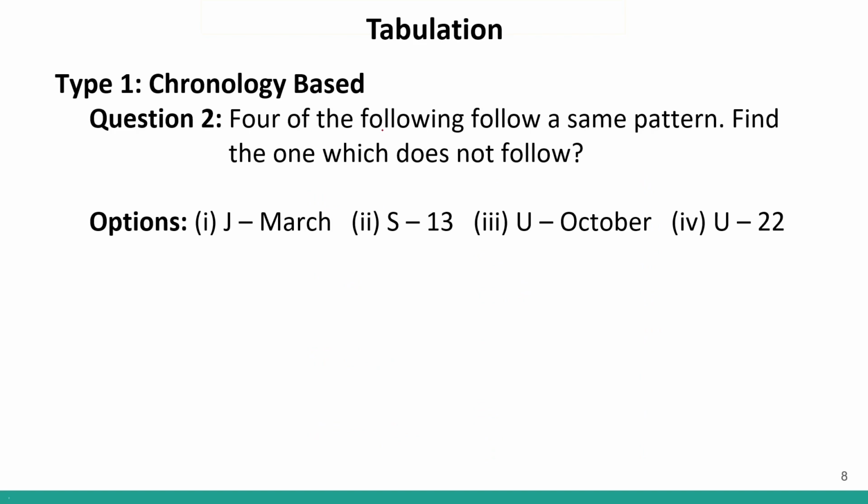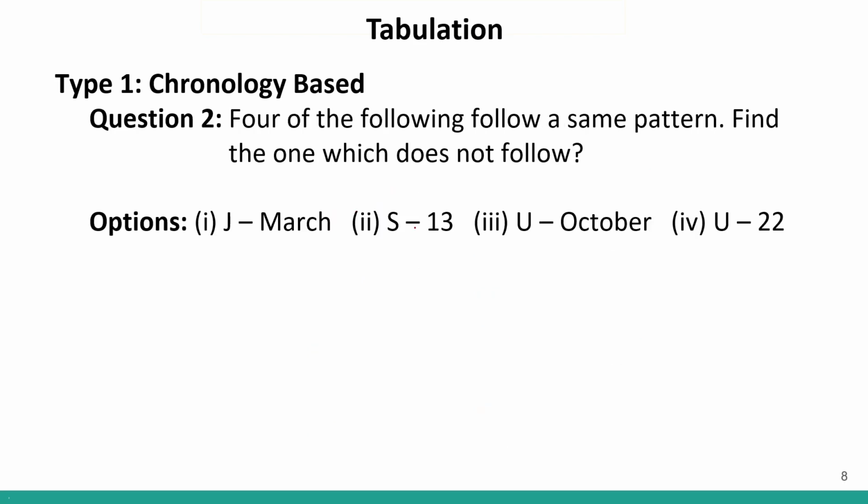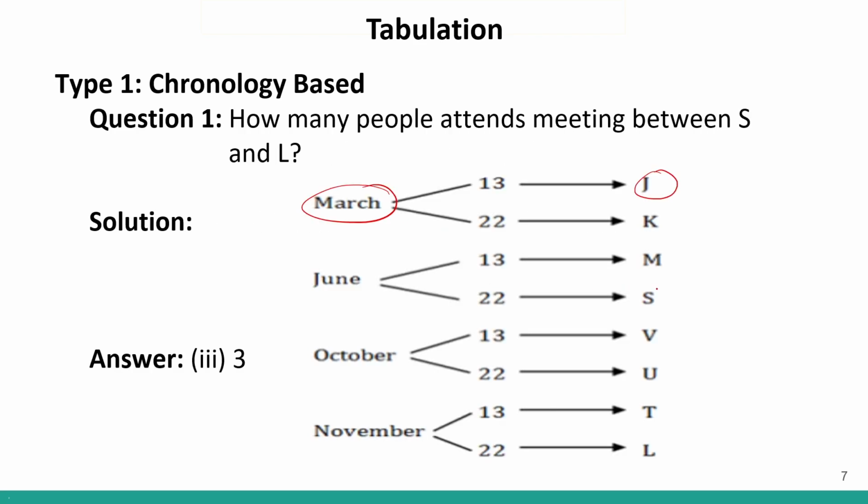Now, 4 of the following follow the same pattern. Find the one that does not follow. So we have J March, S 13, U October and U 22. Let us go back to the reference. This is the image, right? Now, first is J March. So J and March is correct. J March is correct. S 13. So S and 13 are opposite to each other.